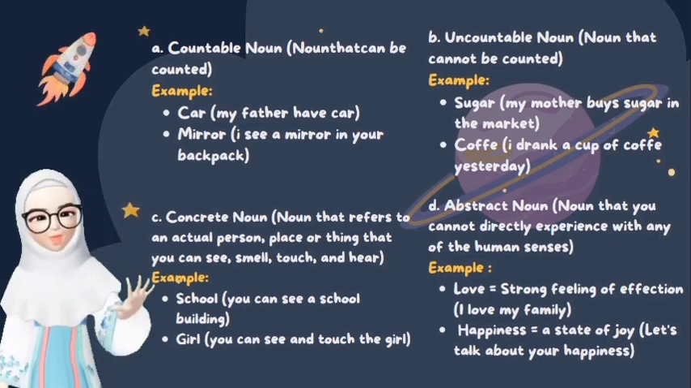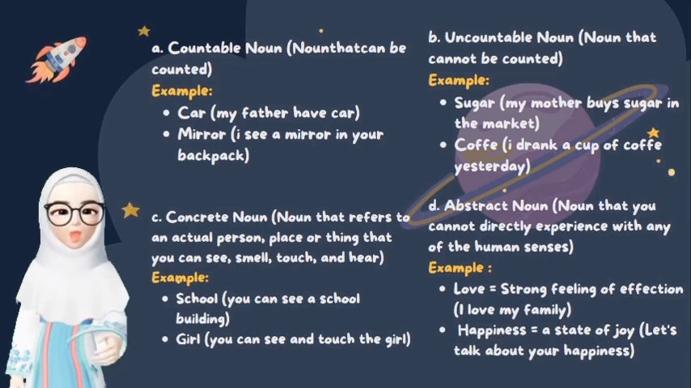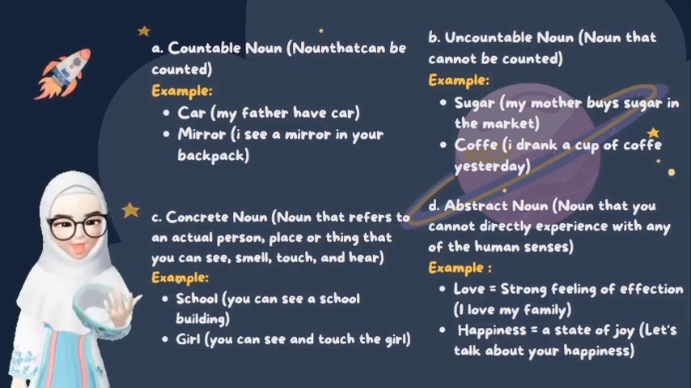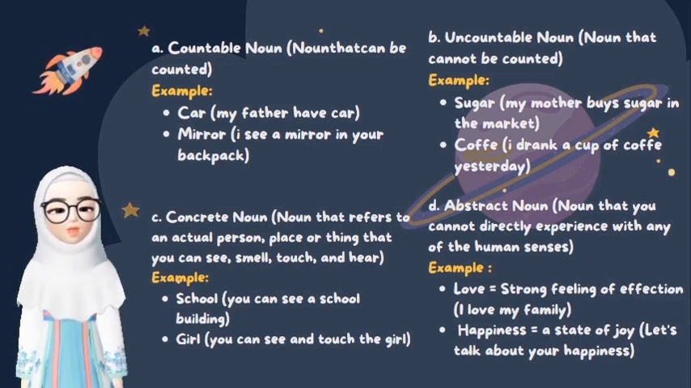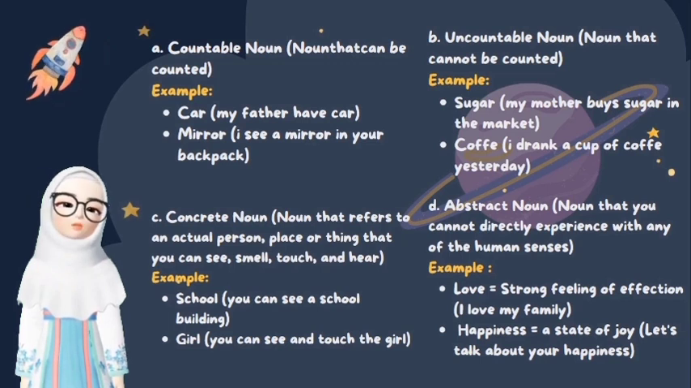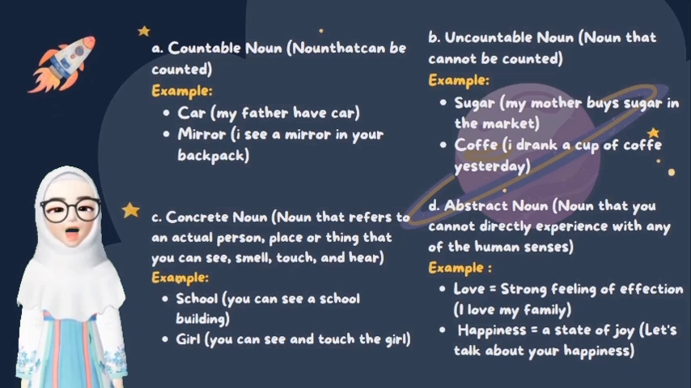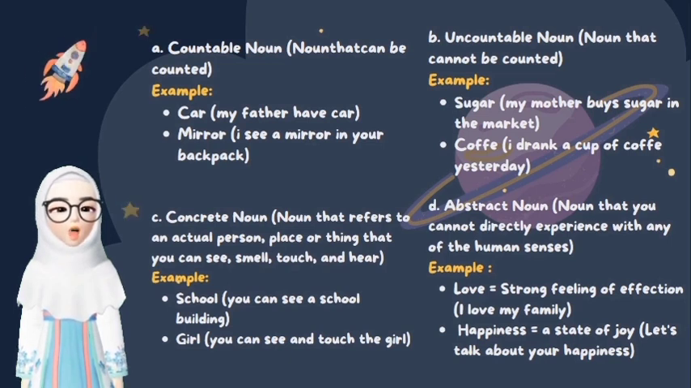2. Uncountable noun. Noun that cannot be counted. Example, sugar. My mother buys sugar in the market. Coffee. I drank a cup of coffee yesterday. 3. Concrete noun. Noun that refers to an actual person, place, or thing that you can see, smell, touch, and hear. Example, school. You can see a school building. Girl. You can see and touch the girl.